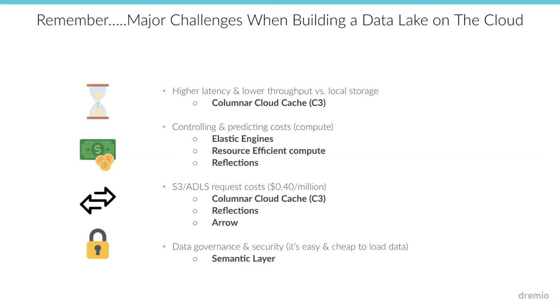For your read requests, we can reduce those costs. I mean, it could cost you on average up to $400,000 a year to just read data out. So we want to make sure we do that as efficiently as possible. Columnar Cloud Cache is going to help you with that by reducing the number of reads from the same data set over and over again. We'll have that stored locally for you. And then reflections, again, will do all the work up front for you, so you don't have to worry about rereading large data sets just to get a small result set back. And then, of course, Arrow and Parquet file types are going to help reduce that as well. And then back to the data governance and security, your semantic layers will help provide that security for you.